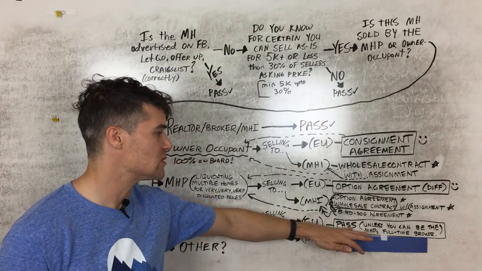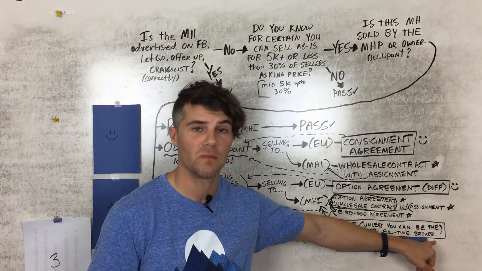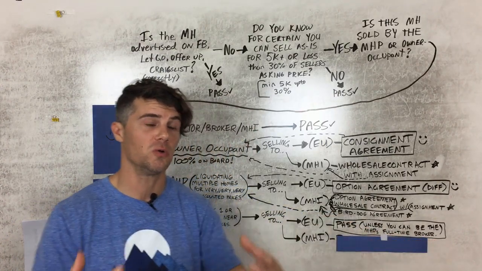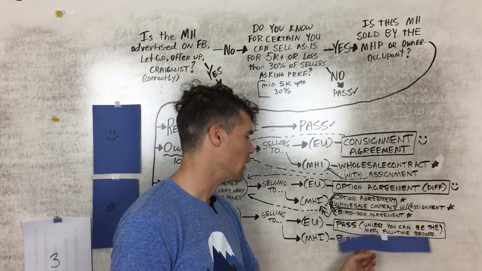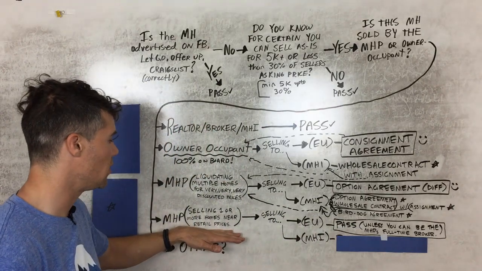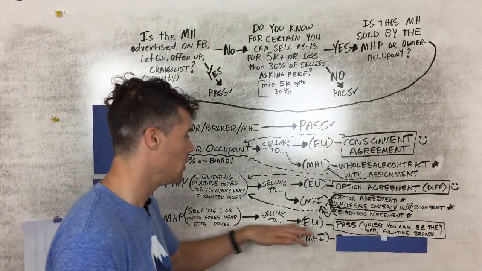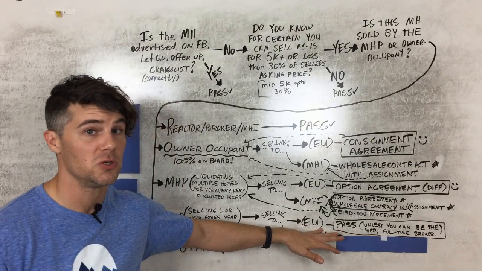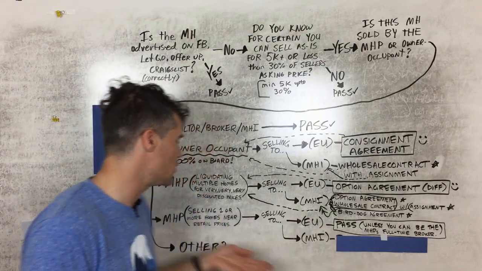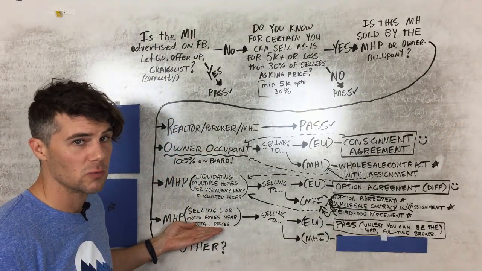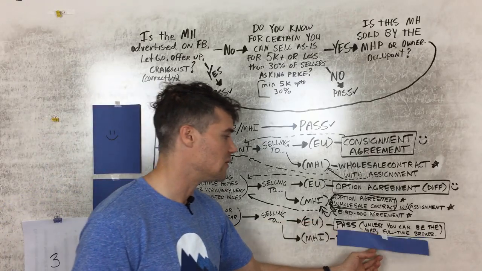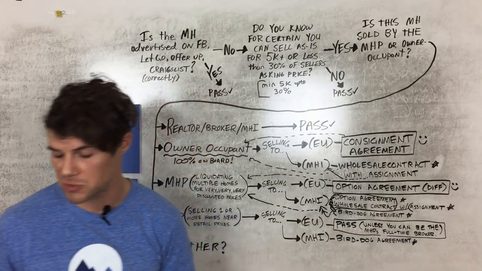So you should pass on it unless you're a licensed broker, and then you can offer to be the park's go-to licensed broker. But otherwise, if it's just a regular mobile home park selling a regular mobile home and you plan on selling that to an end user, if you're just buying it from a regular mobile home park selling a regular home, you can pretty much pass on the deal if you don't plan on keeping it yourself.